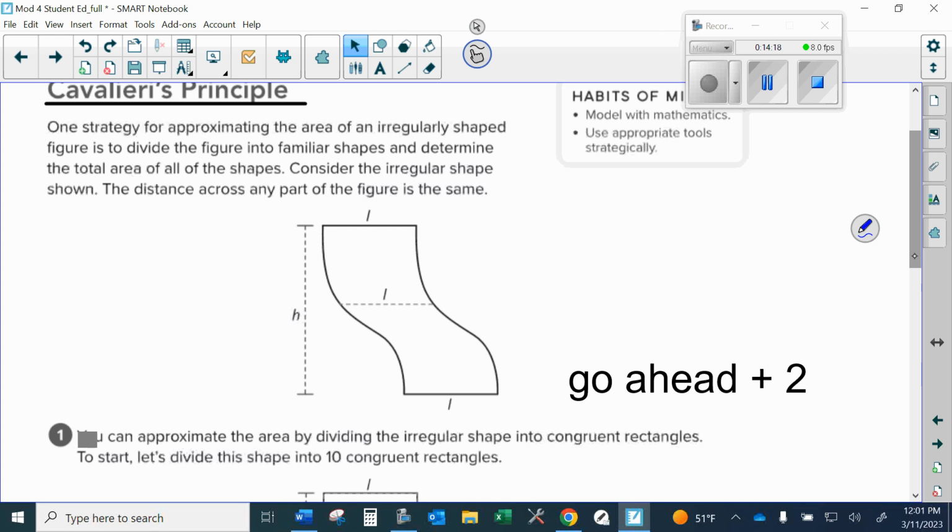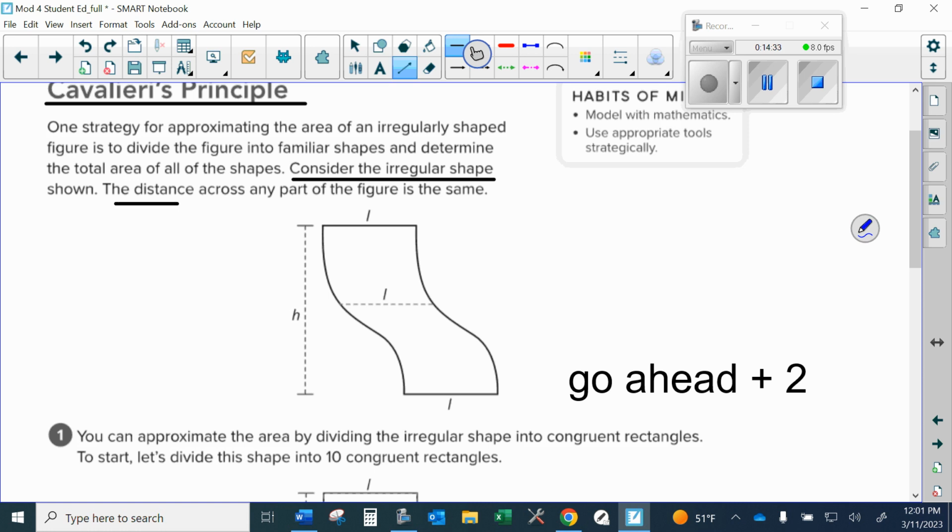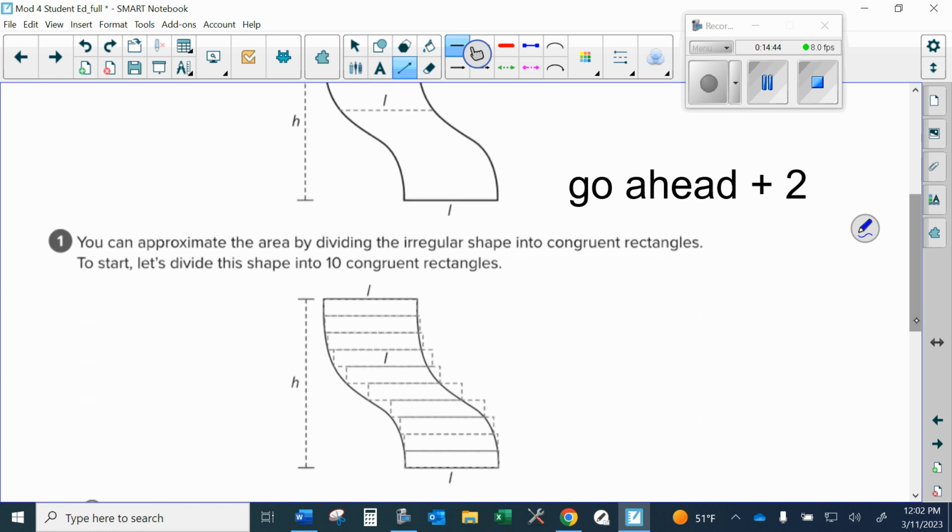Cavalieri's principle now. Cavalieri's principle is an approximation of an irregular shape. Consider the irregular shape. The distance across any part of the figure is the same, L if you want to call it that, and the height. You can approximate the area by dividing the irregular shape into congruent rectangles. So they divide it into 10 congruent rectangles. You notice it's a little bit off here, a little less here, but a little more added on there, so it basically evens out. This is what Cavalieri's principle is saying.